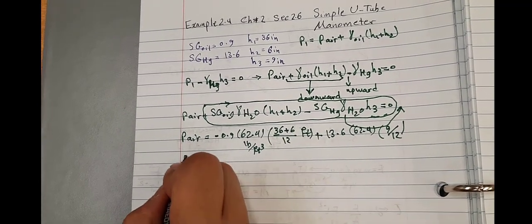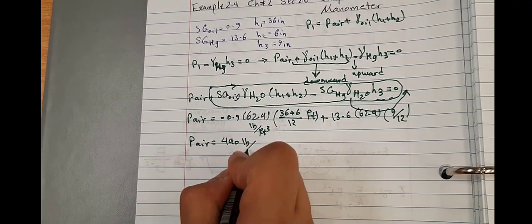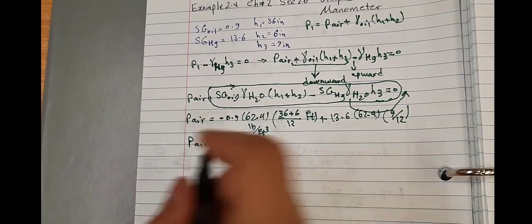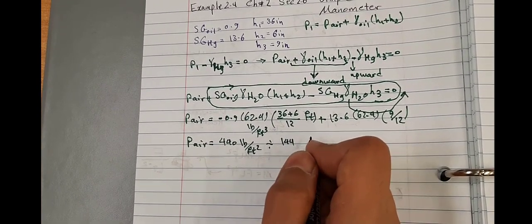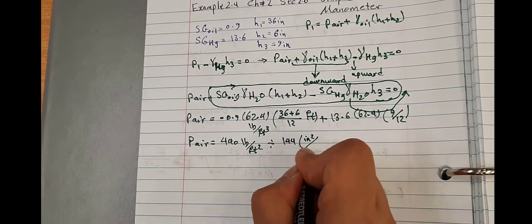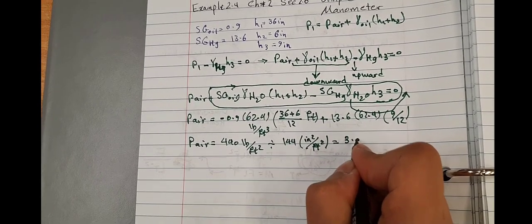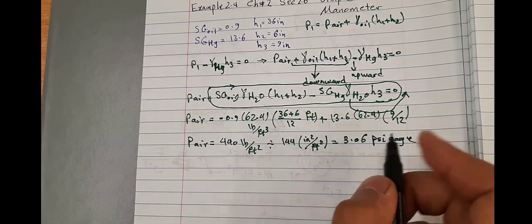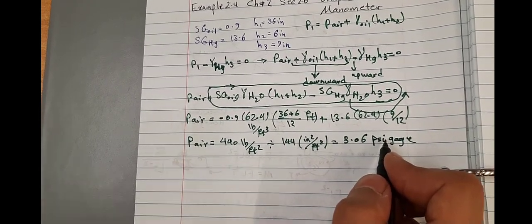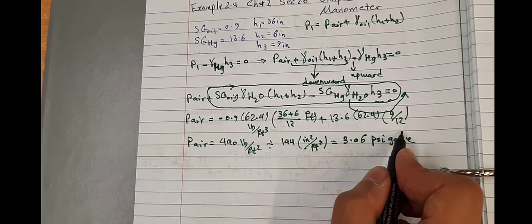This means P air is equal to 440 pounds per square feet. If we divide it by 144, it is converted to PSI. It's 3.06 PSI gauge. This is the pressure gauge reading in PSI.